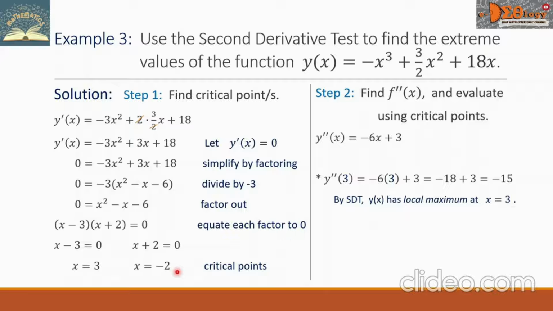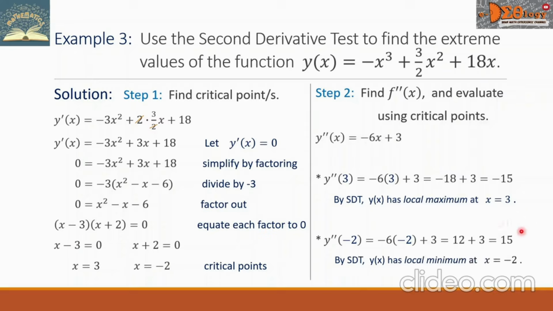Then the second critical point. So we have y double prime of negative 2. So this function becomes negative 6 times negative 2, then plus 3. The product, negative 6 and negative 2, is positive 12, then plus 3. So we have positive 15. We have a positive value here. By second derivative test, the function y of x has local minimum at x equals negative 2.